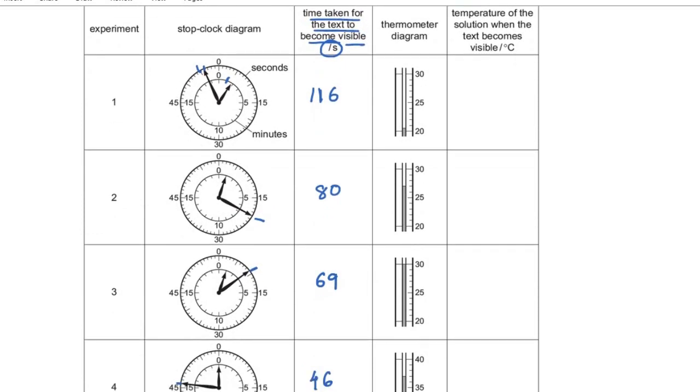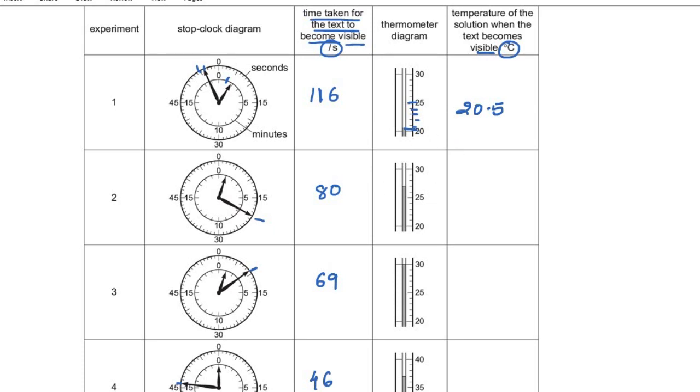Let's go ahead with the thermometer diagram, where we record the temperature of the solution when the text becomes visible, in degrees Celsius. If we look at the temperature here, it's 25, 24, 23, 22, 21, but the reading is not fully reaching 21. So what we can write is 20.5 degrees Celsius. We can see that the mercury level is not exactly reaching 21, so in between we have to write 20.5.